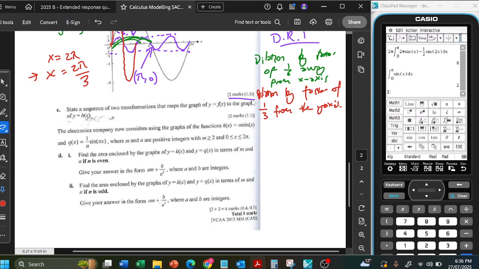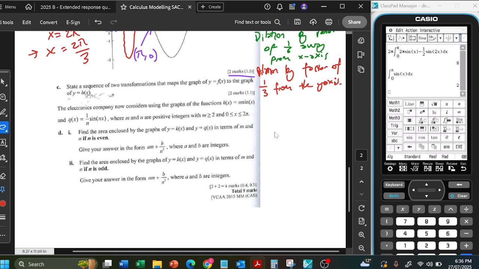So that's a sequence of transformations. So first, the graph of y equals f(x) is dilated by a factor of 1 on 6 from the x-axis. Second, it undergoes a dilation by a factor of 1 on 3 from the y-axis. Fantastic. Okay, moving on. Now, we need to consider the generalized case of this predicament.